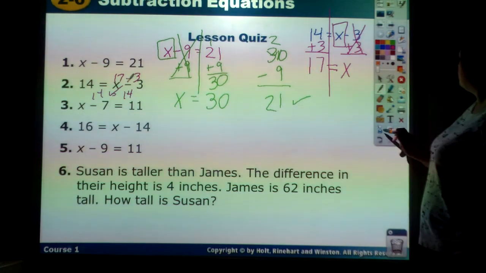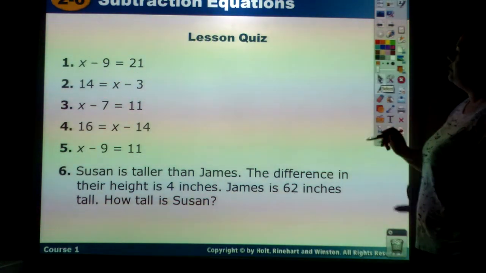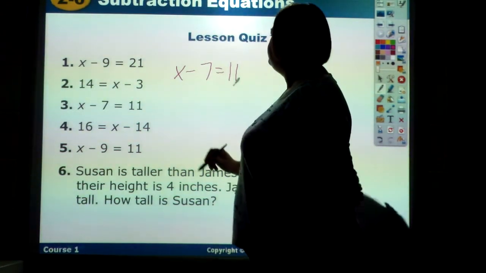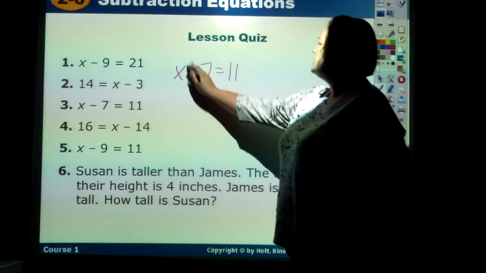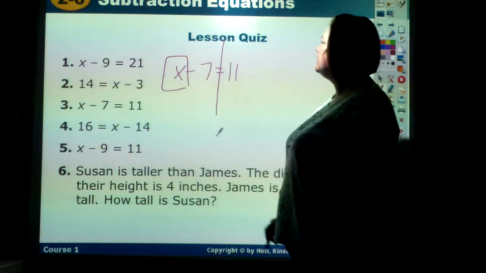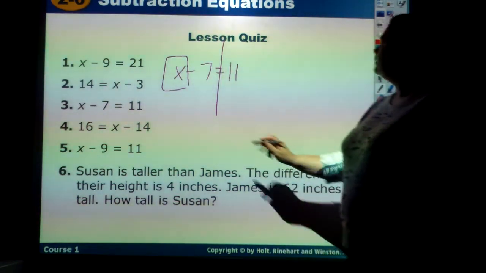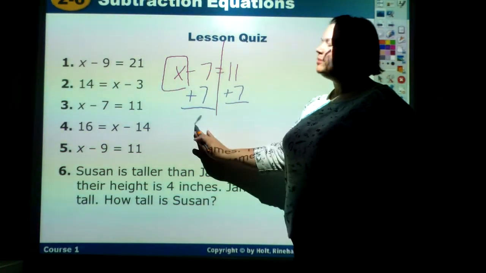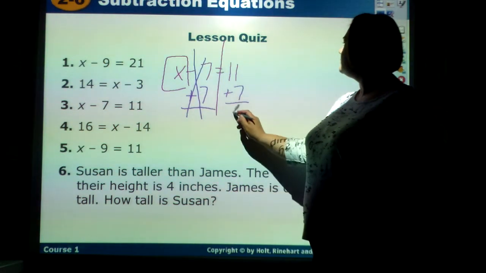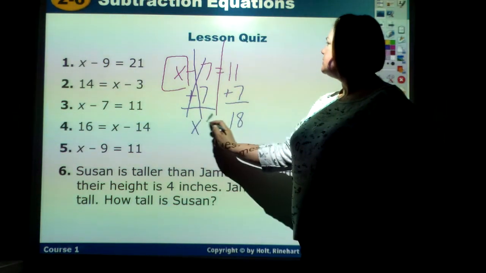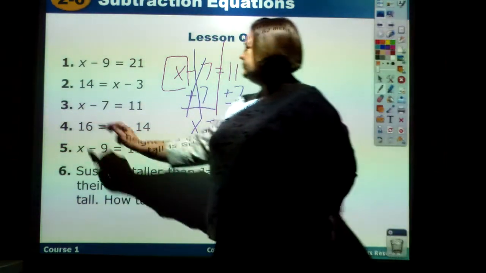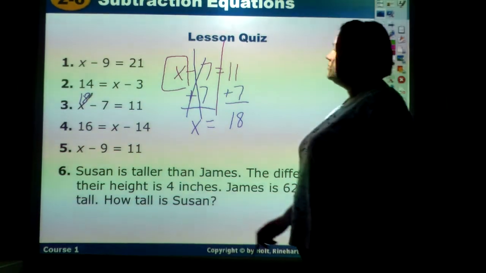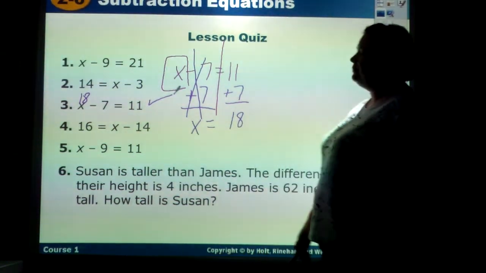Okay, let's do one more. Let's try number 3, X minus 7 equals 11. Isolate the variable, divide our equation in half. I'm going to do the opposite here on both sides. So X equals 18. I put 18 in the place of X. 18 minus 7 does equal 11. So yes, that does check out.